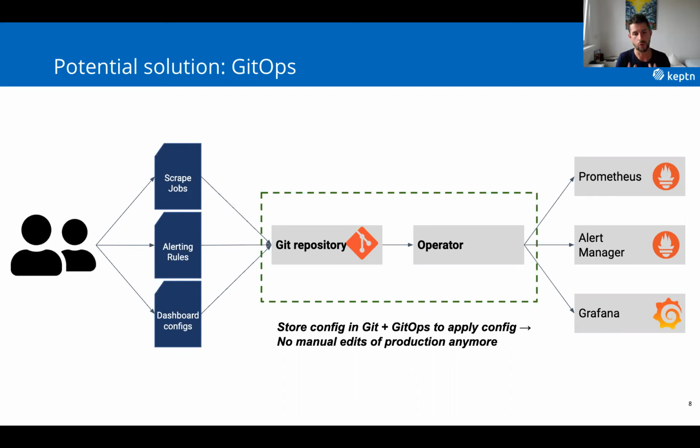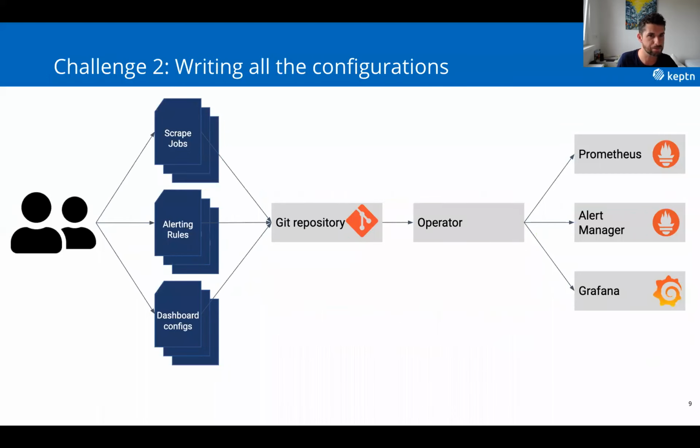Everything will be version controlled in your Git repository. You can manage everything via pull requests. So you really have a central, let's say, control mechanism that you can apply, and you can put all the configuration files in it. And it should solve one of those problems.